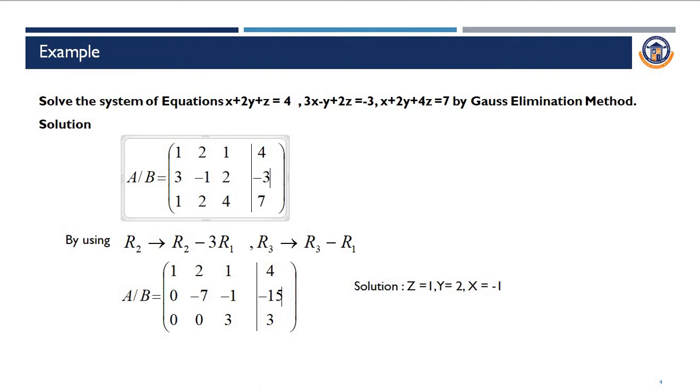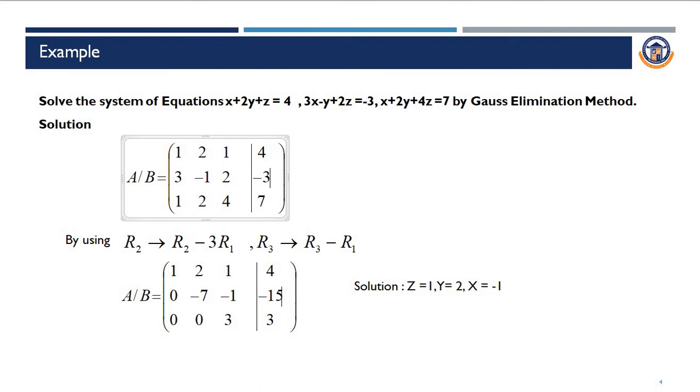In the same manner, now I concentrate on the third row. Here it is 1, the pivot element also 1. So I can make it a direct subtraction, R3 minus R1. So I can make this a 0 easily. That is 1 minus 1, it becomes 0. 2 minus 2, it becomes 0. 4 minus 1, it becomes 3. 7 minus 4, it becomes 3.